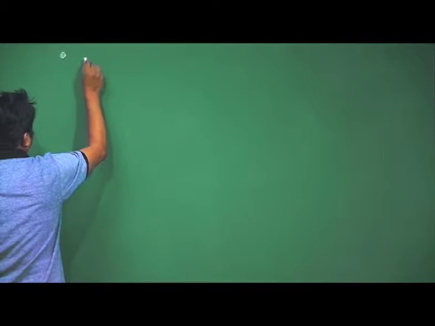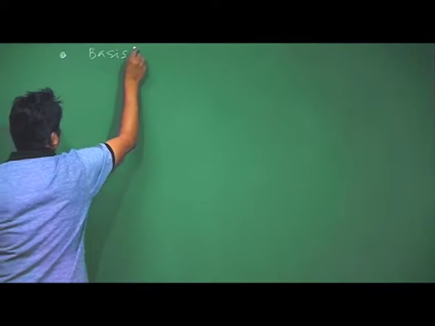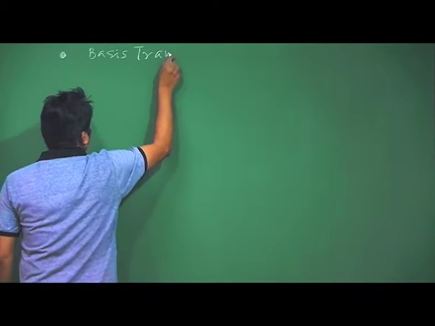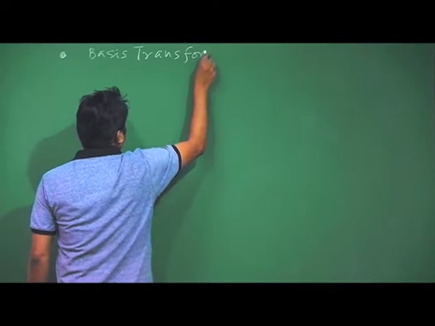Mathematical Methods 1 course, where we are dealing with linear vector space. So, in last class, if you remember, we stopped one place. In the last class we studied about the basis transformation.